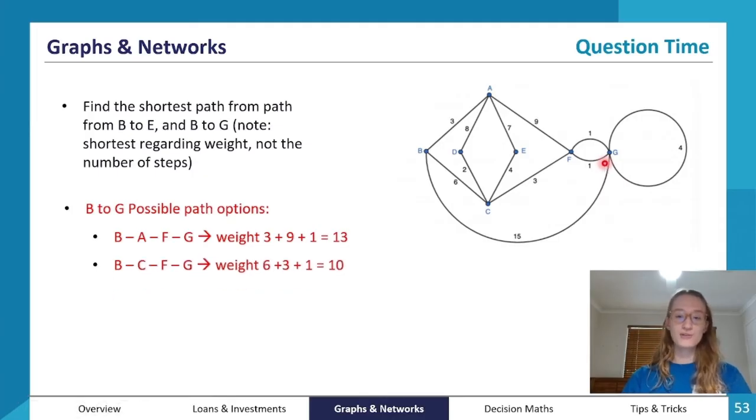So what's our next option? We could go from B to C, over to F, and then again over to G, which has a weight of 6 and 3, and then also 1, which gives us a weight of 10, which is actually even lower than our first option. And then we also, like I said, have that option of going straight directly from B to G, and that has a weight of 15.